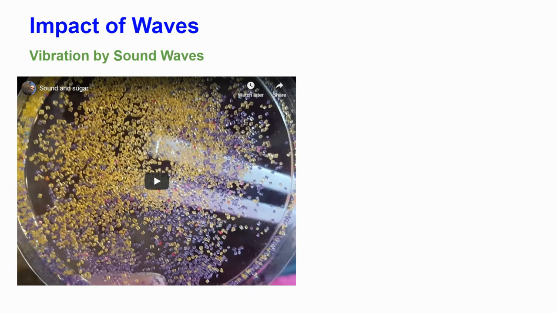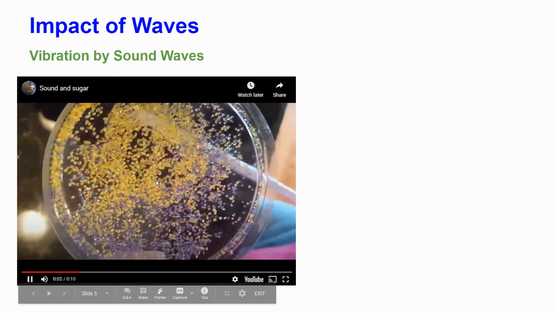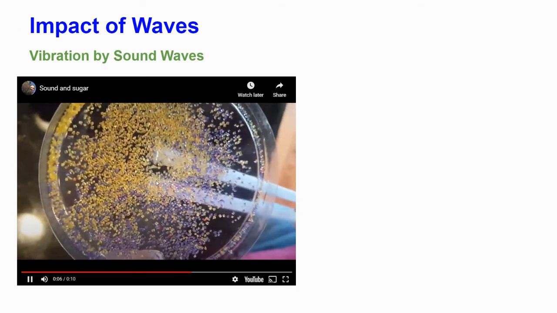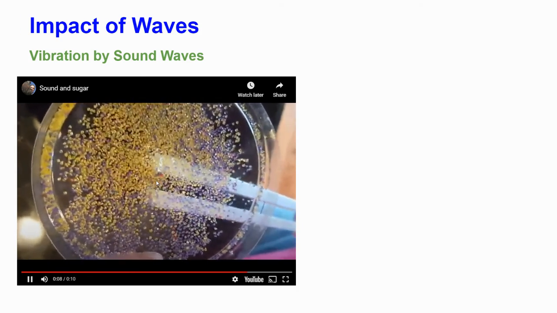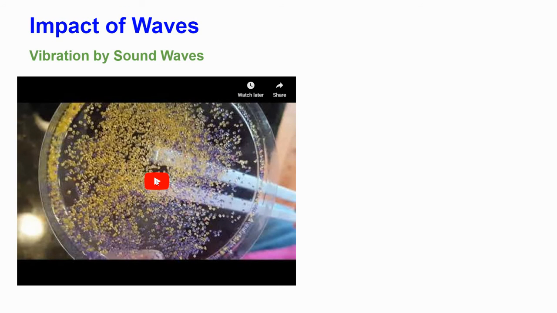Have you ever had music played so loud that you felt the beat of the bass? Sound waves can actually move things. Let's take a look at how this tuning fork is impacting the sugar. The vibration or sound waves from the tuning fork cause the sugar to jump around in the petri dish.